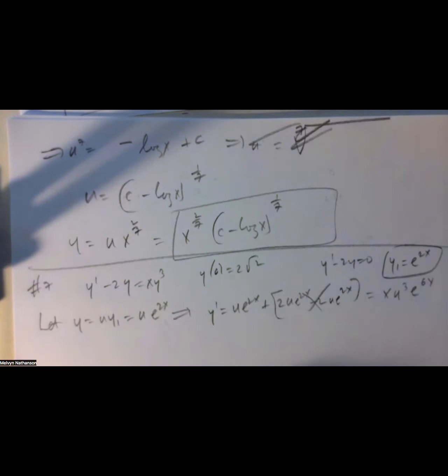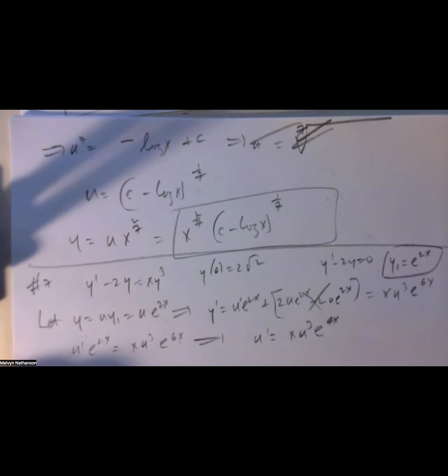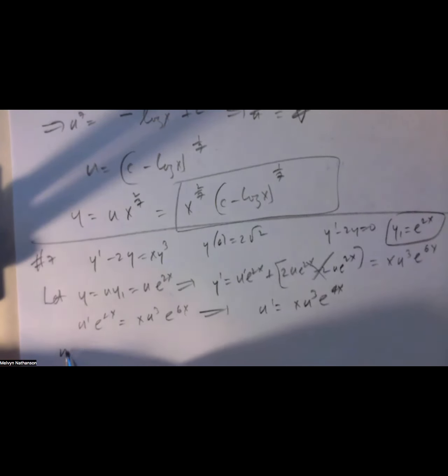So I have u prime e to the 2x equals x u cubed e to the 6x. So if I divide by e to the 2x, I get u prime is x u cubed e to the 4x. And this is a separable first order differential equation. u prime over u cubed is equal to x e to the 4x. I can divide for where u is different from 0.